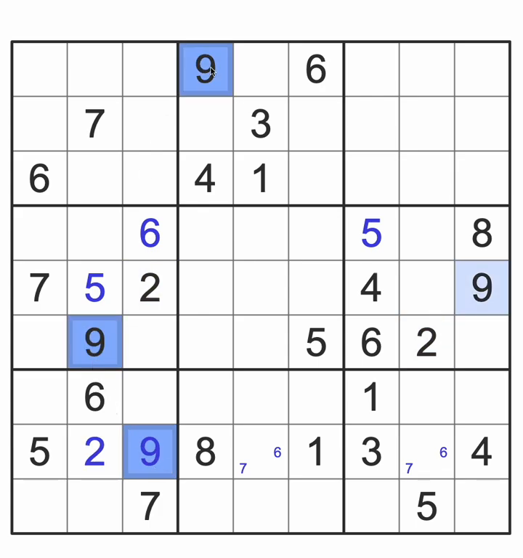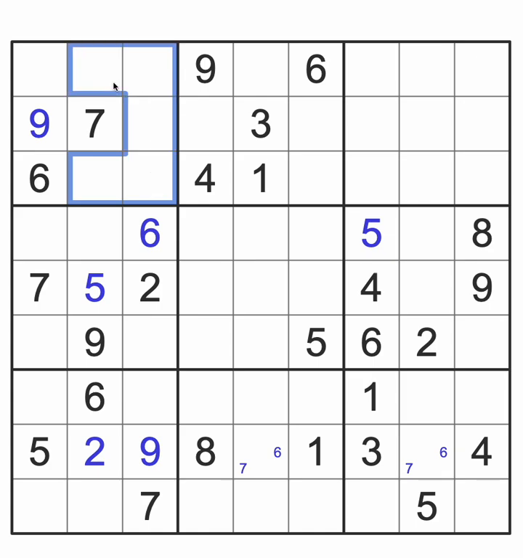9, 9, 9 block these, gives me 9 here, and 2 and 2 block these, gives me 2 here. Okay, 1, 3, 4, 8.